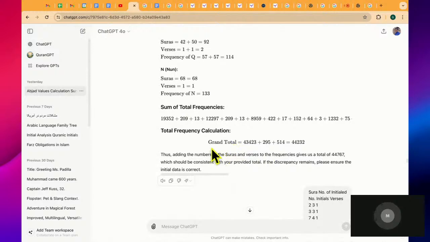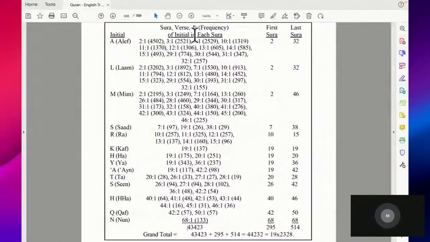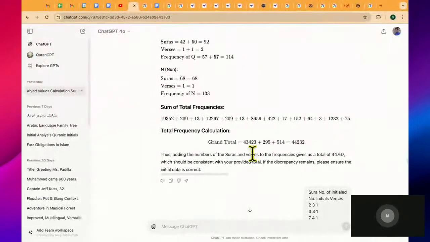So if you look here, you will see the grand total for the second column. The first column was basically the letters, but the second column was the numbers. It says 43,423, and ChatGPT also says 43,423. So the number checks out.